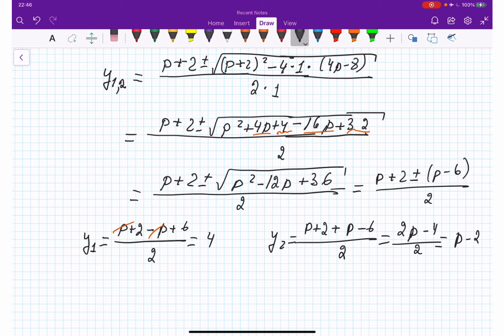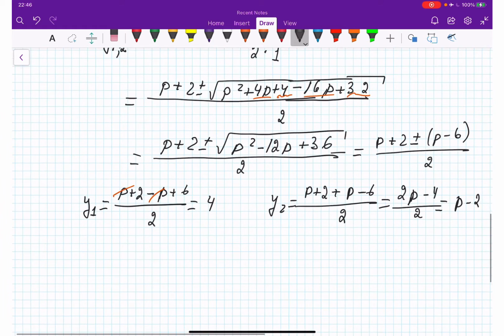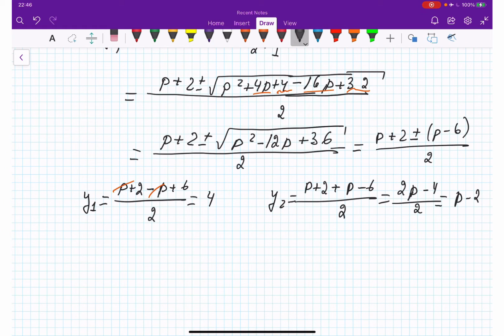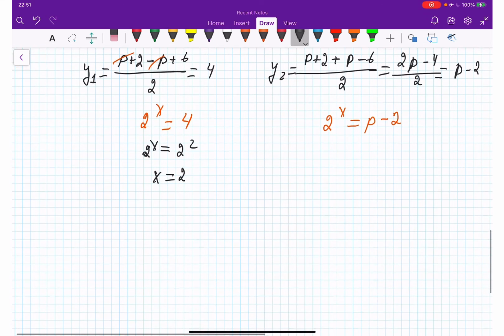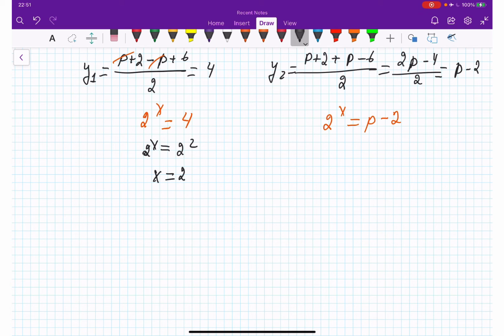Okay, so from here, since we replaced 2 to the power x with y, I'm bringing back 2 to the power x is equal to 4, and 2 to the power x is equal to p minus 2, right? Okay, so here 2 to the power x is equal to 4, I am representing 4 as 2 to the power 2. Since the base is the same, hence x is equal to 2. Okay, since x is equal to 2, there is nothing we can change here.